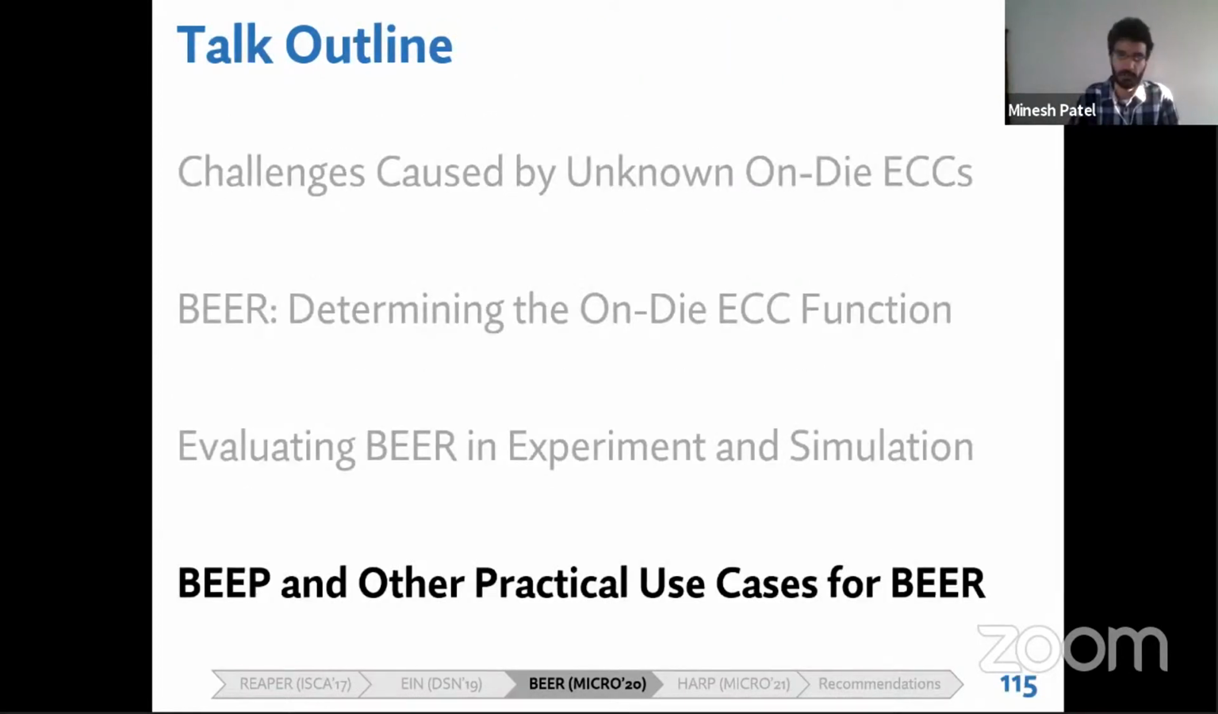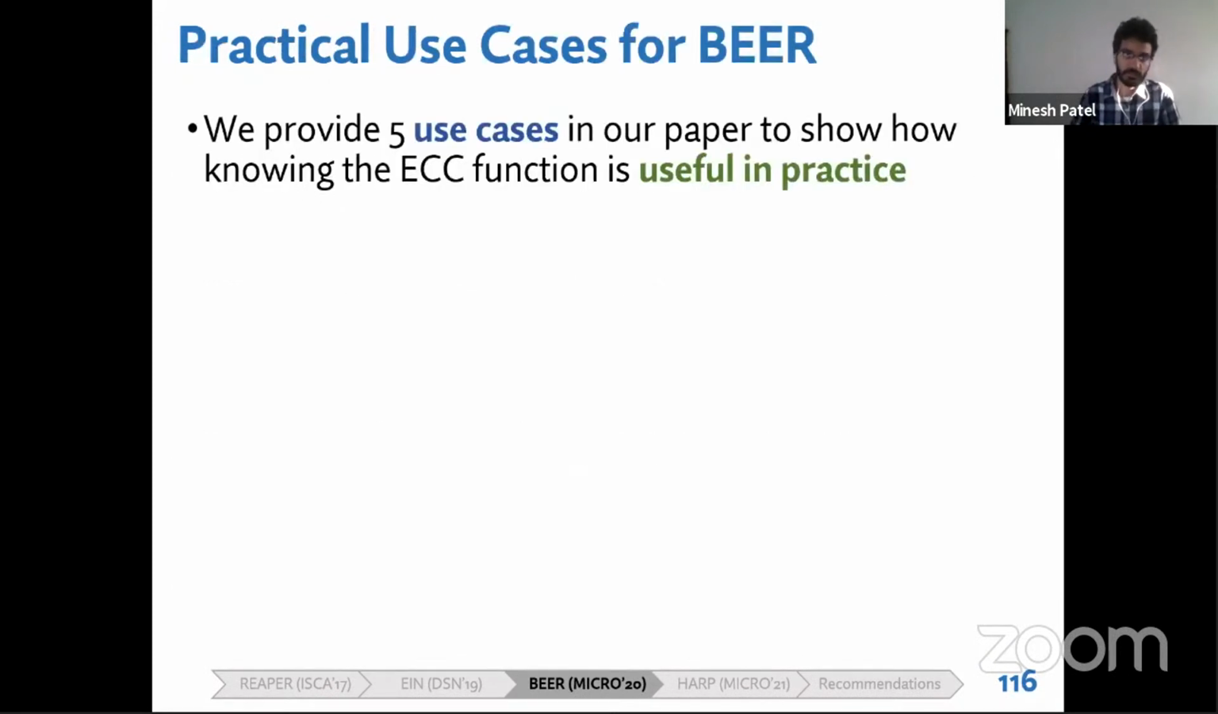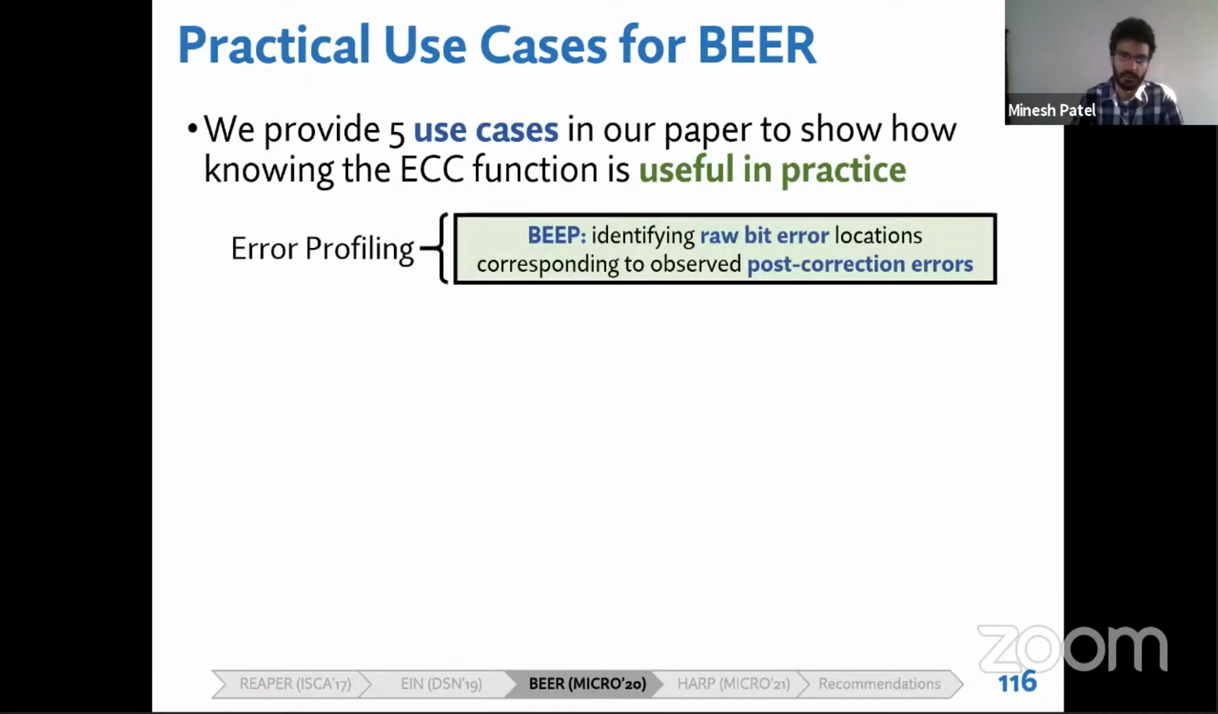So finally, I will talk about BEEP, the error profiling methodology that we propose, and discuss some other practical use cases for BEER. In our paper, we provide 5 use cases to show how knowing the ECC function can be useful in practice. The first use case deals with error profiling.